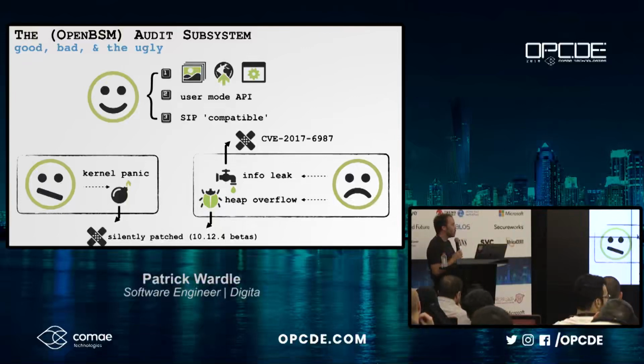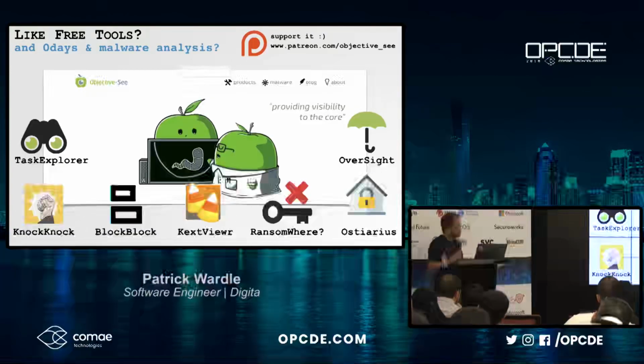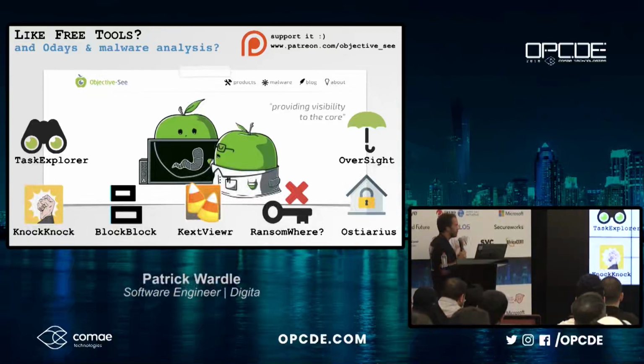And then finally, we also showed a heap overflow that would give us code execution in the context of the kernel, allowing us to do things like bypass system integrity protection or execute unsigned code in the context of the kernel.